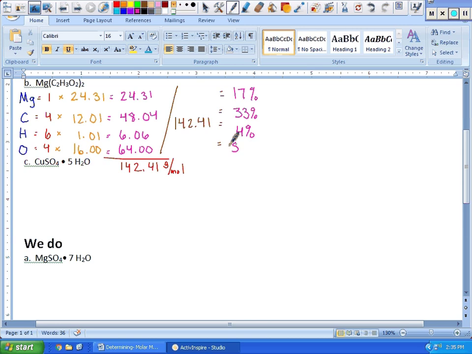Okay? What I did is I took each purple number, Anijah, each purple number, and divided it by the red number. So 24.31 divided by 142.41 gave me 0.17. Remember what I told you had to do? Move the decimal 2 places to the right. Gage? Just always round percentages to whole numbers.